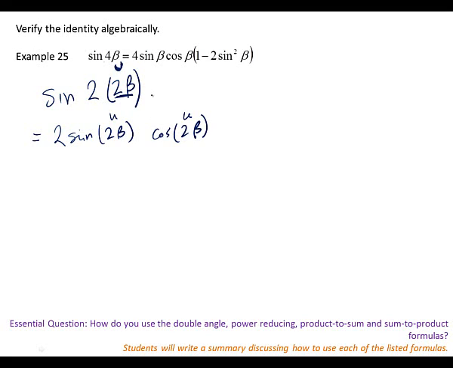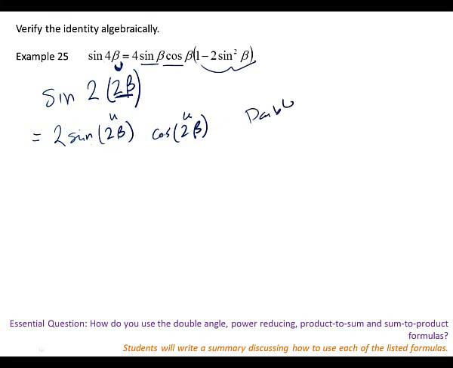Okay, let's look at where we're supposed to go with this. I need to have a sine times a cosine. Looks like I kind of have that set up, right? But I also need to introduce this thing in here. Okay, so I'm going to use this line here.